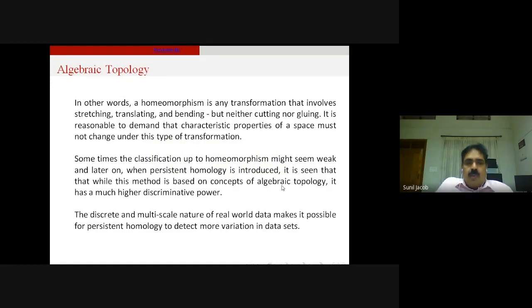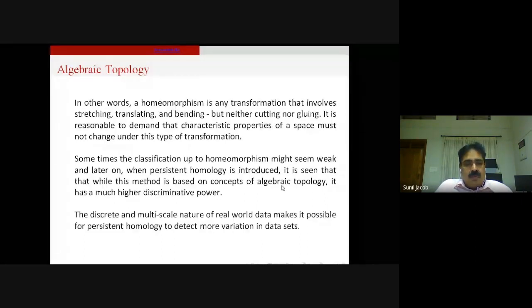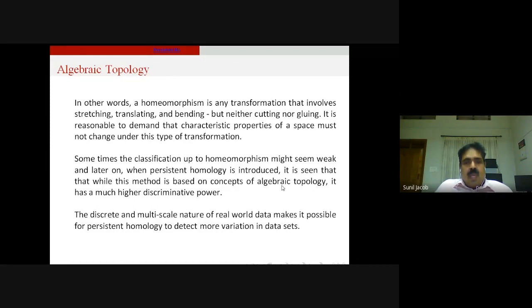In other words, a homeomorphism is any transformation that involves stretching, translation, and bending, but neither cutting nor gluing. The characteristic properties of a space must not change under these types of transformations. Sometimes, in fact, these transformations may seem to be weak. That means this type of classification up to homeomorphism seems sometimes weak. That means that will not serve our purpose.